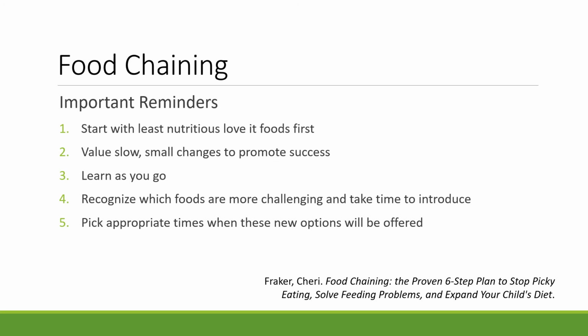So in order to be as successful as possible with food chaining, I want you to consider a few of these reminders. First of which I already mentioned, be sure that you're starting with one of the least nutritious Love-It foods on their list. Do not change all your child's Love-It foods at once. Instead, if a food is currently providing the bulk of your child's nutrition, make sure that you are not choosing that as your first option. We need that to stay as a safe food. Instead, I want you to choose one that they enjoy, but they aren't leaning on daily as a predominant or heavy source of their nutrition.